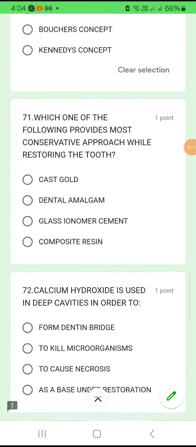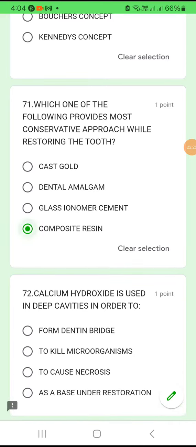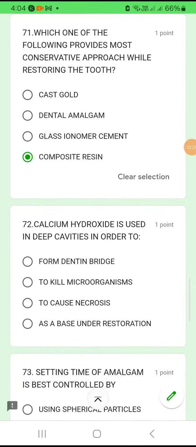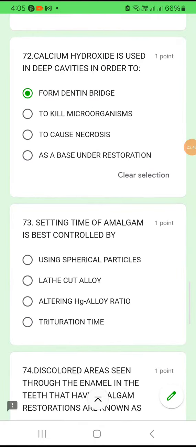Question number 71. Which one of the following provides the most conservative approach while restoring the tooth? Cast gold, dental amalgam, GIC or composite resin? So less amount of tooth removal is required in composite resin. Conservative approach. 72. Calcium hydroxide is used in deep cavities in order to form dentin bridge, to kill the microorganism, to cause necrosis, or as a base under restoration. It is always given to form dentin bridge in case of deep cavities.